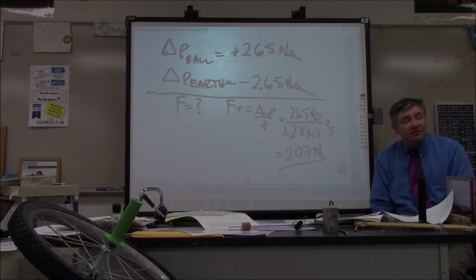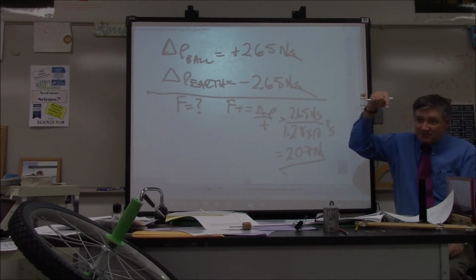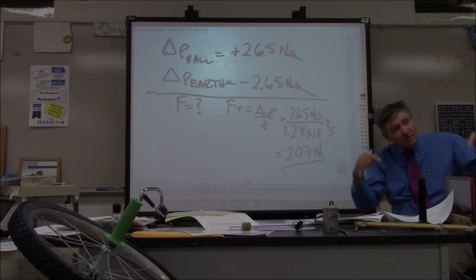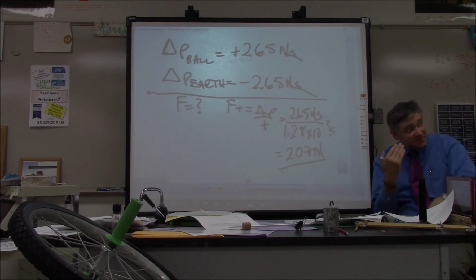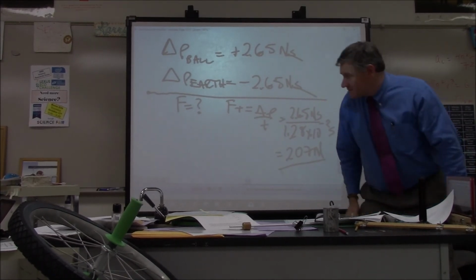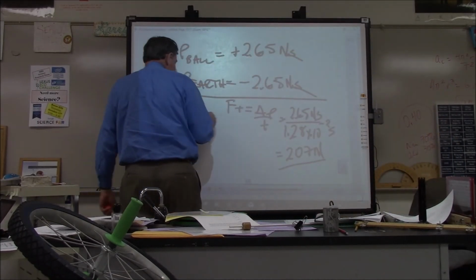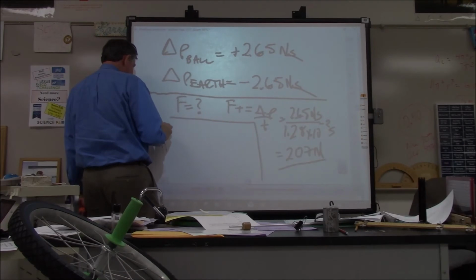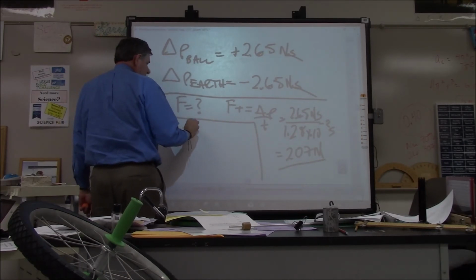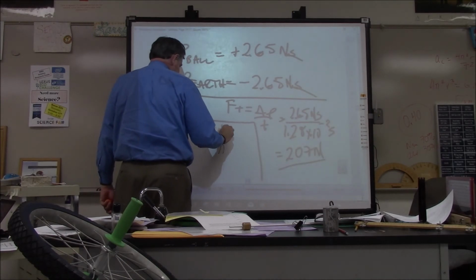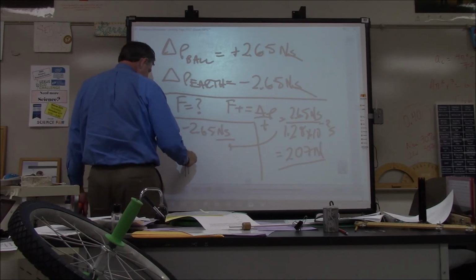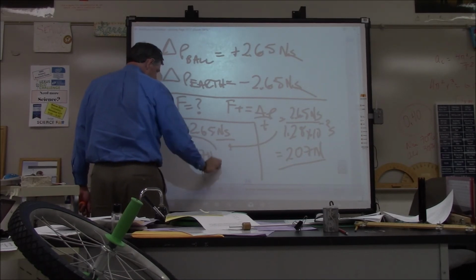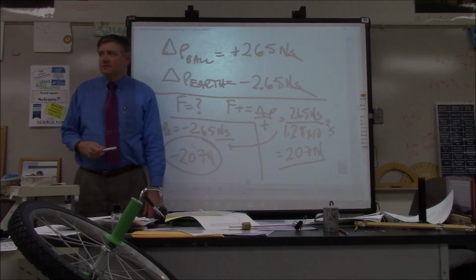Now, can I find the force exerted by the ball on the Earth? Should that be a positive or negative number? Negative. That should be negative because the ball is going down, and Newton's third law says if you have an upward force, you have to have a downward force, and that's the direction the ball was going. So the change in momentum of the Earth was negative 2.65 newton seconds. If I divide that by that same time, I get a force of negative 207 newtons. Newton's third law, that's kind of cool, right?